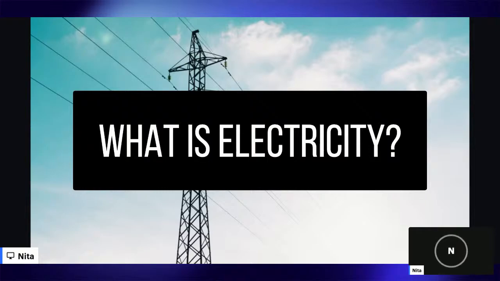Electrons? That's correct. Electricity is the flow of electrons through an electrical circuit, or the movement of electrons flowing along a conductor. Now, how do we get electricity?